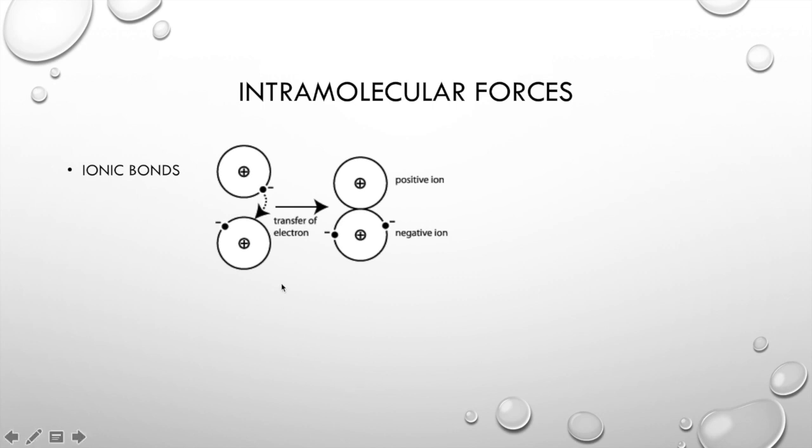In this case, this atom right over here has lost or transferred an electron to this atom right over here. Now both of them are ions. This is the positive ion, otherwise known as a cation, and this is the negatively charged ion, which is called an anion. This opposite charge allows for an attraction that leads to an ionic bond.